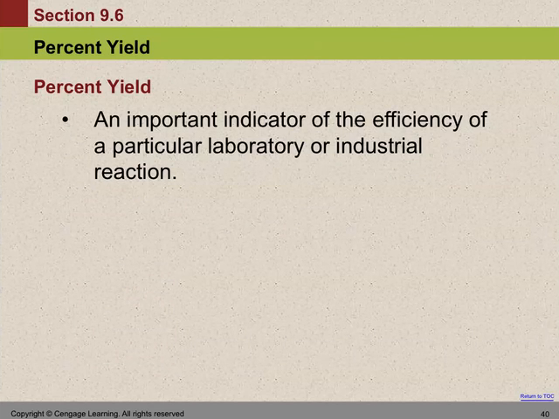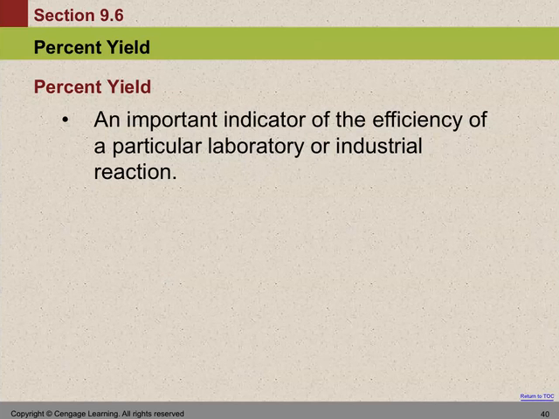Now, as I mentioned at the start of this lecture, the percentage yield is an important indicator of the efficiency of a particular laboratory or industrial reaction. According to an examination of a balanced chemical equation, we can predict the amount of product that should form given a certain number of moles of starting limiting reactant.